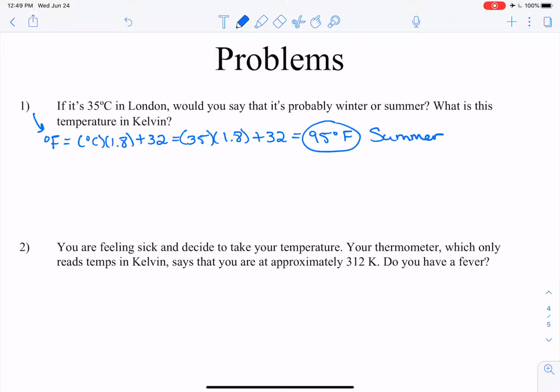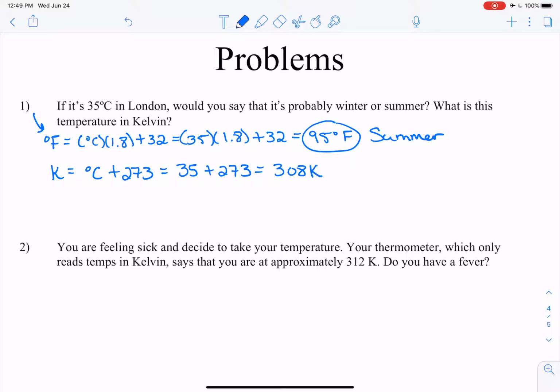All right, so what is this temperature in Kelvin? Well, that's an easier one to solve. For temperature in Kelvin, we take our degrees Celsius and we add 273 to that. So we'd have 35, and we would add 273 to that. And what we would get is 308 Kelvin.